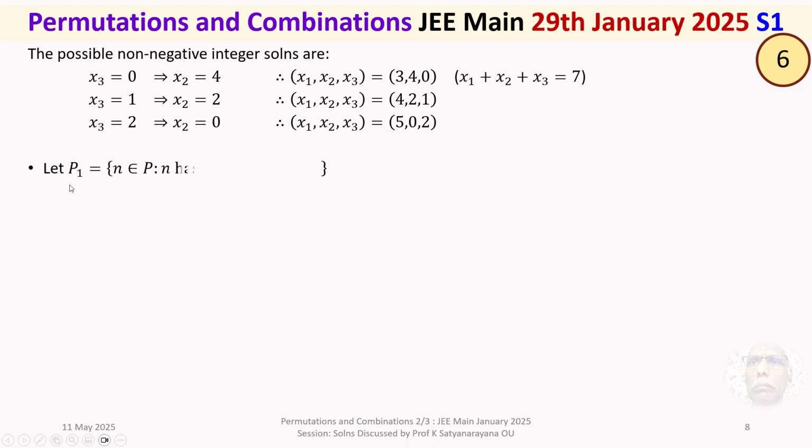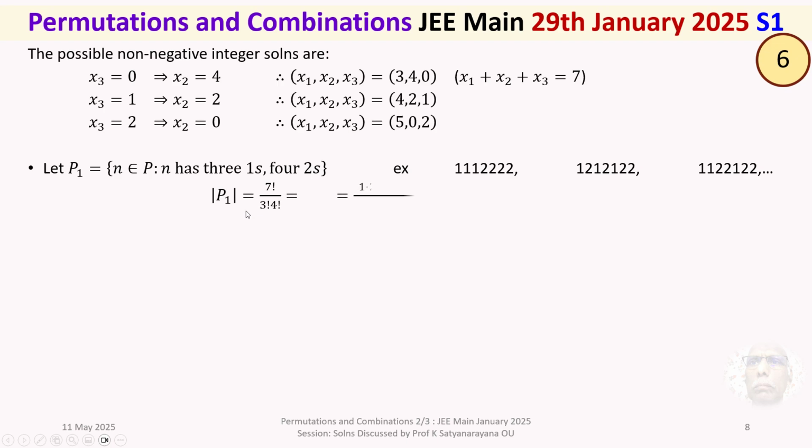Now, let P1 be those numbers in P, the numbers which are 7 digits and have 3 ones and 4 twos. For example, 3 ones and 4 twos make a 7-digit number, and the sum is 11. There are so many like this. How many? That's the question. So we will count them.